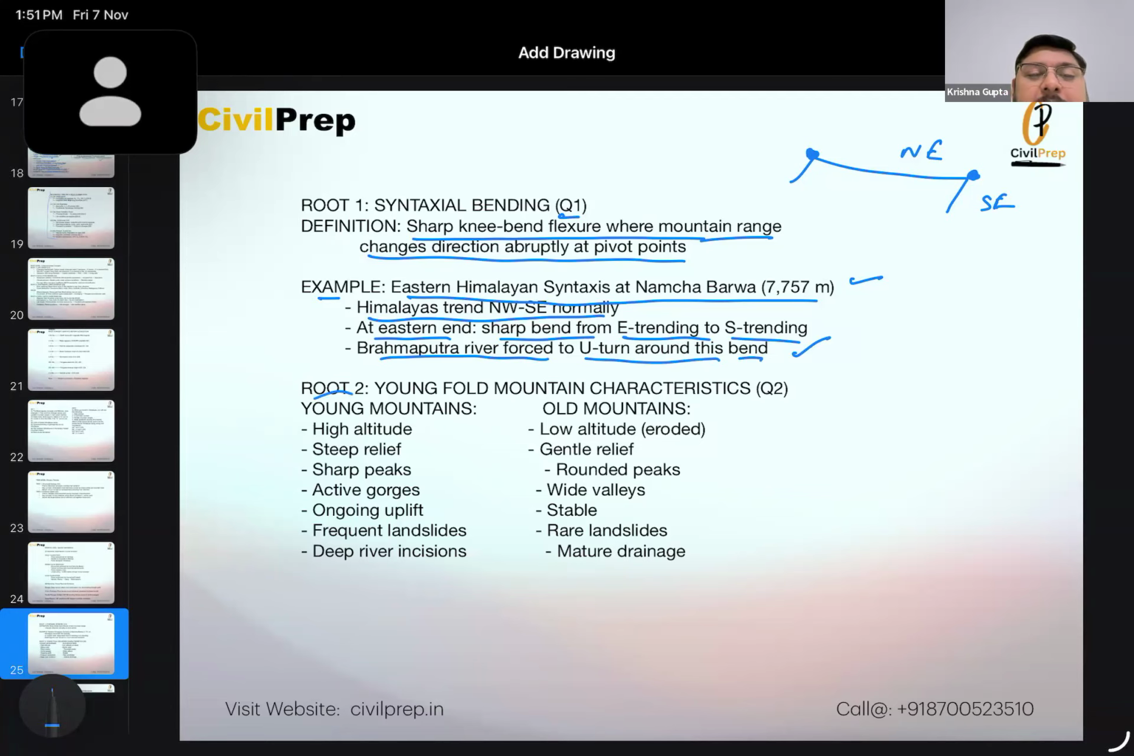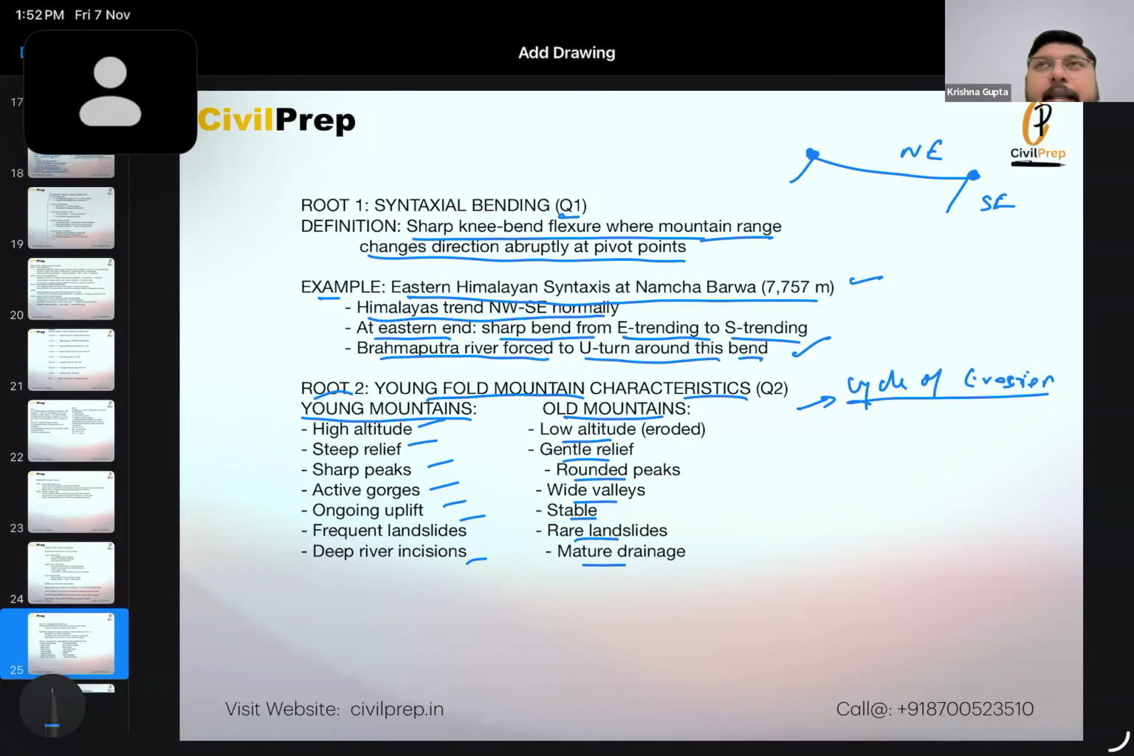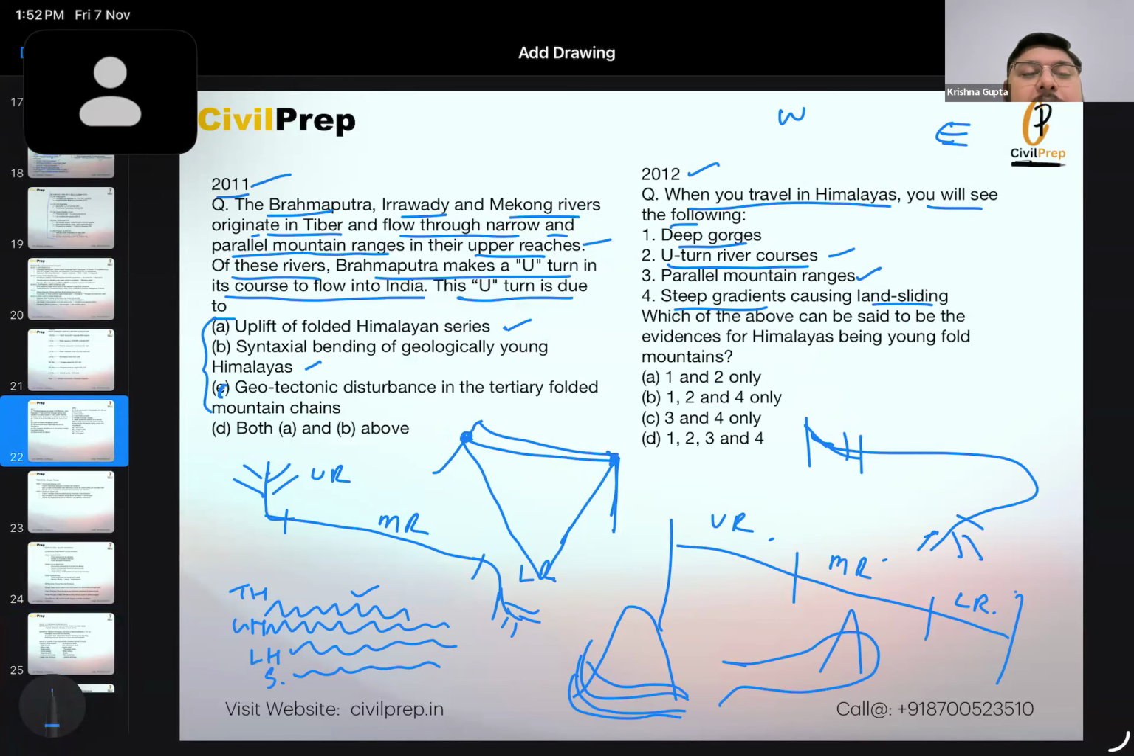Now, root two: we'll see young fold mountain characteristics. Here we have different kinds of characteristics which are part of young mountains, and certain other characteristics which are part of old mountains. This is part of the cycle of erosion. We will study this cycle of erosion in detail, and look at it with the further questions. Now, coming back to the question, we'll try to understand how these things are taking place.